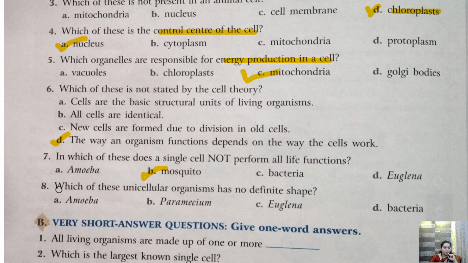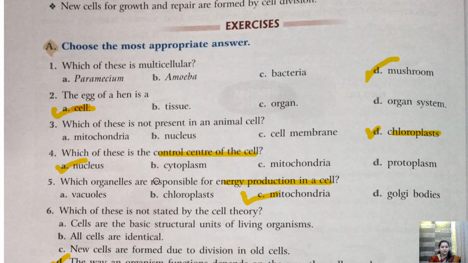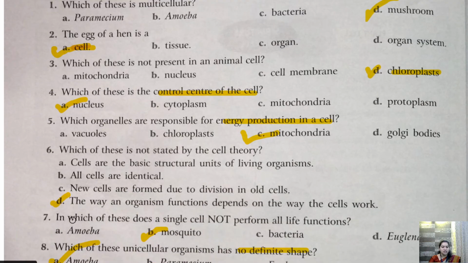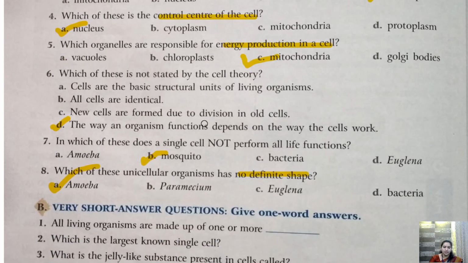Now, eighth, which of these unicellular organisms has no definite shape? So we know that, children, amoeba has no definite shape. So what is the correct answer? Correct answer is amoeba. So I hope you have done it. For first it's D, second A, third D, fourth A, fifth C, sixth D, seventh B, eighth A. I hope you have done it, children.